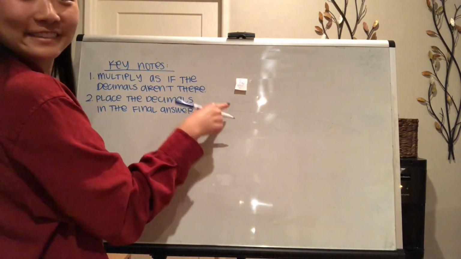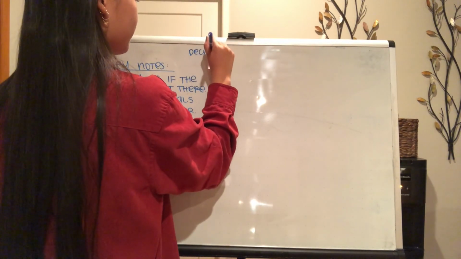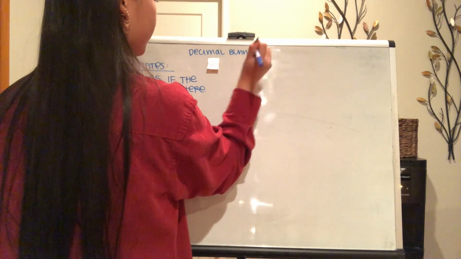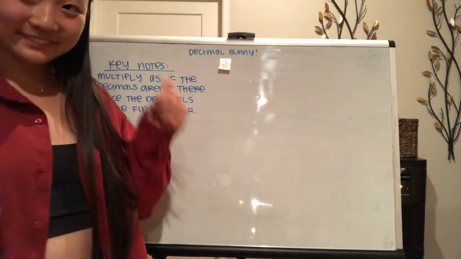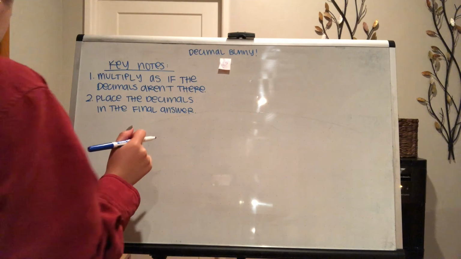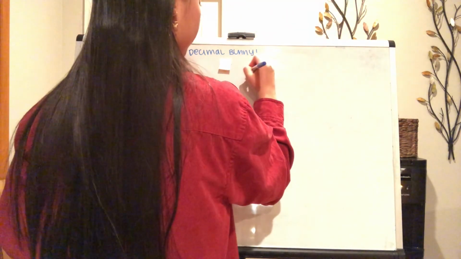And here I have the decimal bunny, and the decimal bunny is pretty much indicative of what a decimal does when you're multiplying. You count how many times it hops back and forth. And I'll explain more in a little bit.